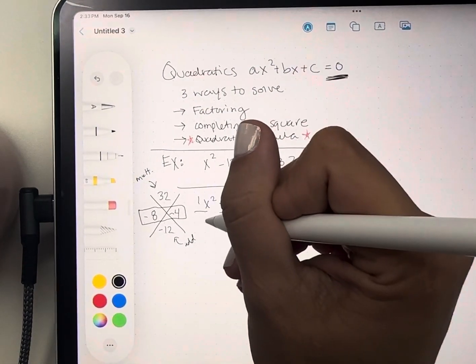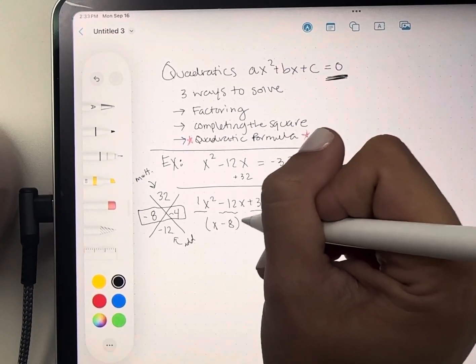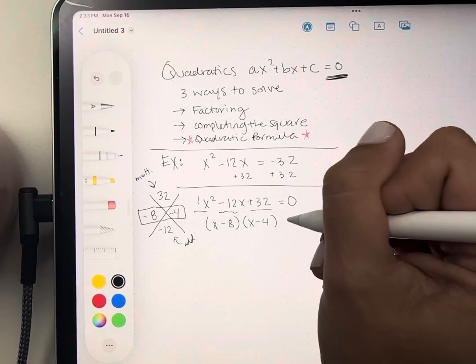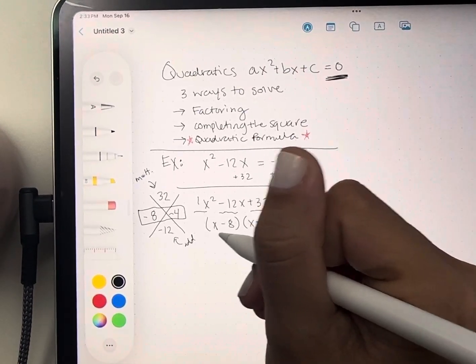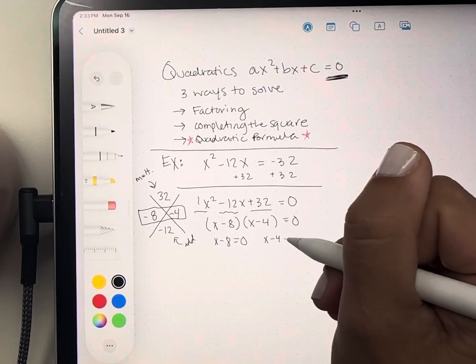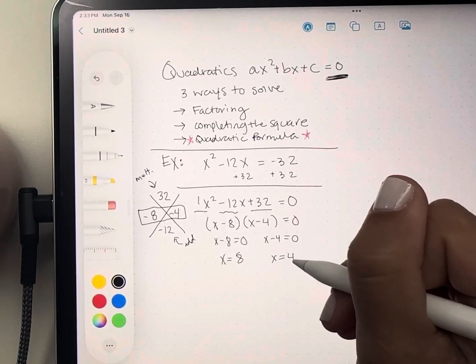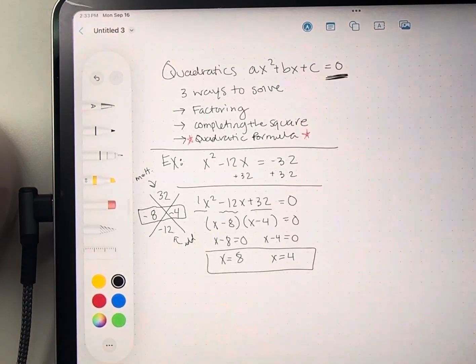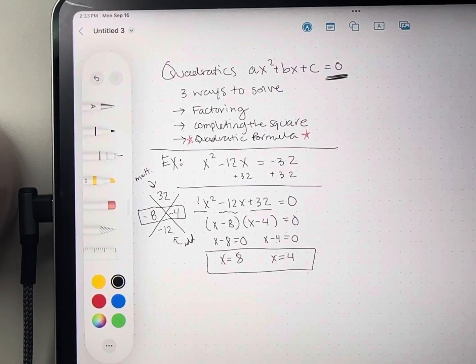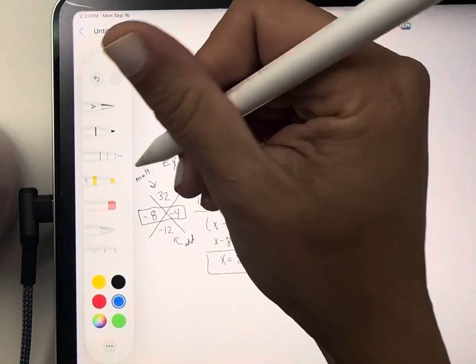They go in parentheses with my variable x. And now I can set them each equal to 0 to solve. That gets me that x equals 8 and x equals 4, 2 answers. Okay, that's how we did that with factoring. So this was factoring.